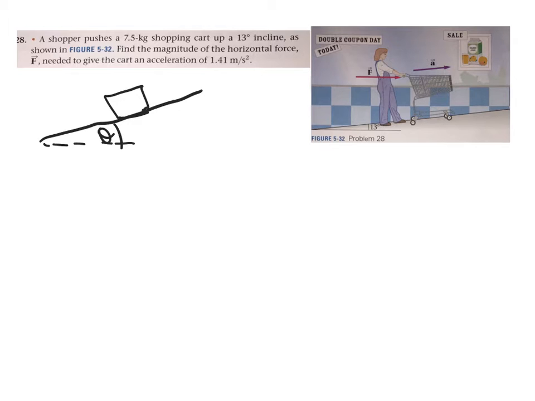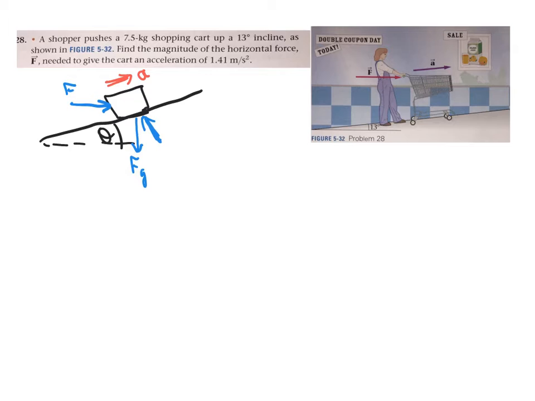Well, we definitely have the thing we're looking for, F, which points directly horizontally. And then we have the weight, which points directly down. But then it gets a little interesting, because we also have a force from the floor on the cart, and that points perpendicular to the floor. So not straight down, but at some angle perpendicular to the floor. And finally, the thing accelerates, but it accelerates up the incline, not over to the right entirely, but also somewhat up.